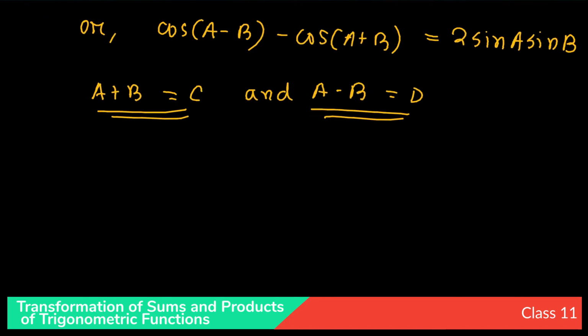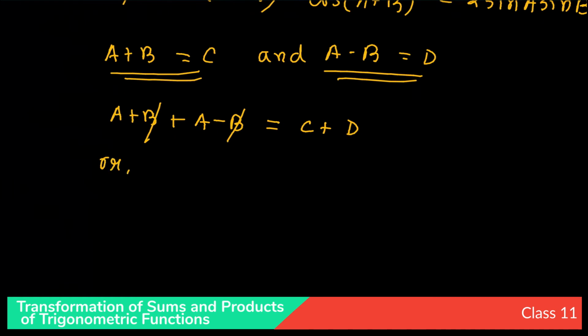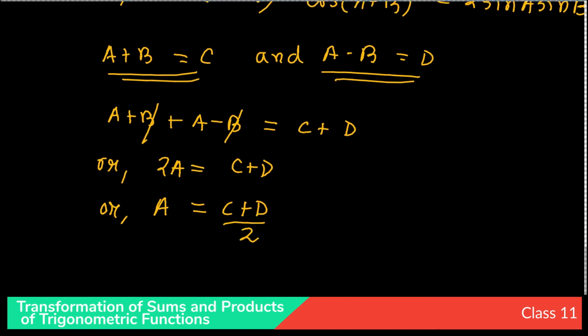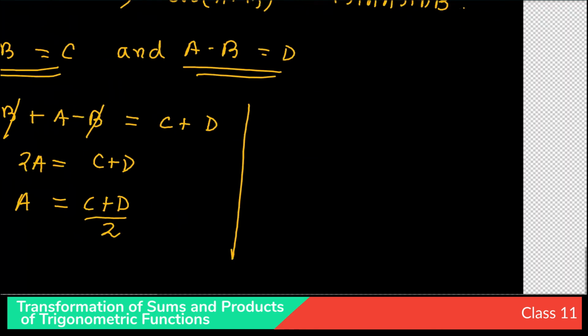Okay. Now if we add A plus B and A minus B, then what will I get? A plus B plus A minus B is equal to C plus D I can write. Now as you can see, on the left hand side B and B is getting cancelled, that means minus B and plus B. So it is 2A is equal to C plus D. From this we can write A is equal to C plus D by 2. Okay. So we have got the value of A. Okay. Now in the similar way, if I subtract these two, okay.